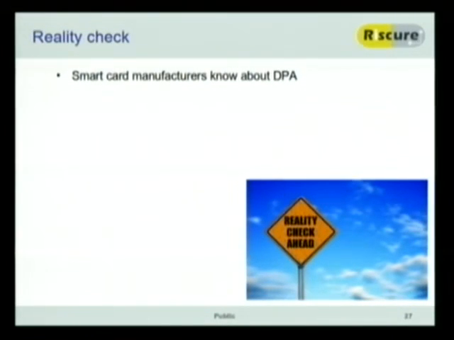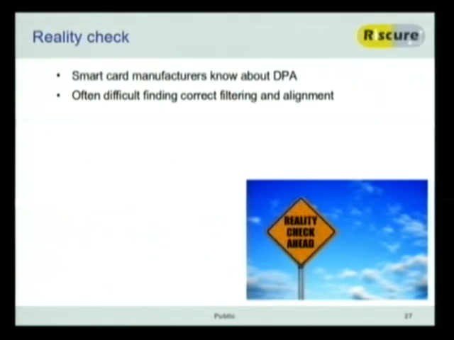Just a small reality check. Of course, smart card manufacturers know about DPA, so they implement all kinds of countermeasures. And for us, it's often difficult finding the correct kind of filtering and alignment things. But in the end, it boils down to doing the same type of analysis. Your pre-processing may be a little bit more complicated.